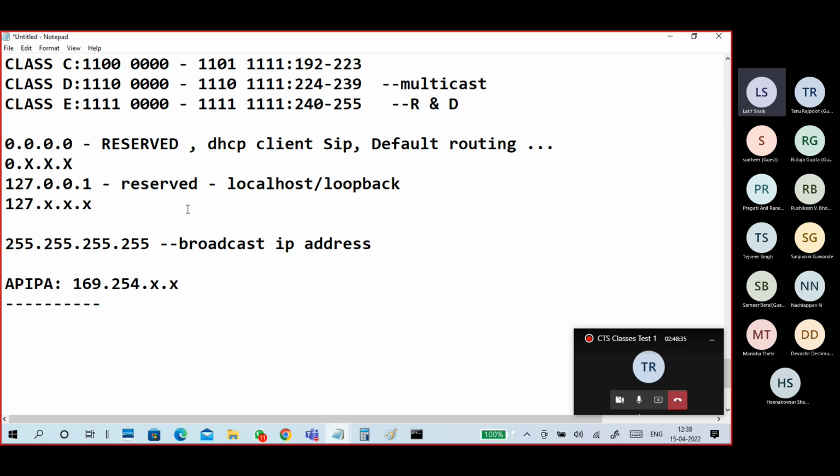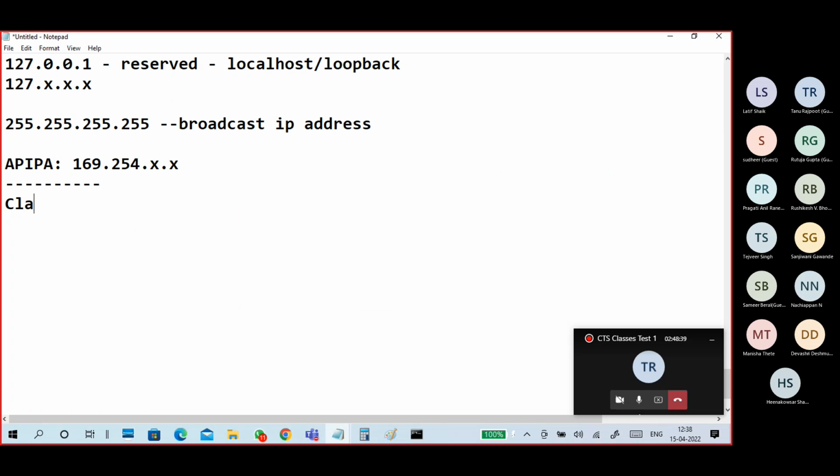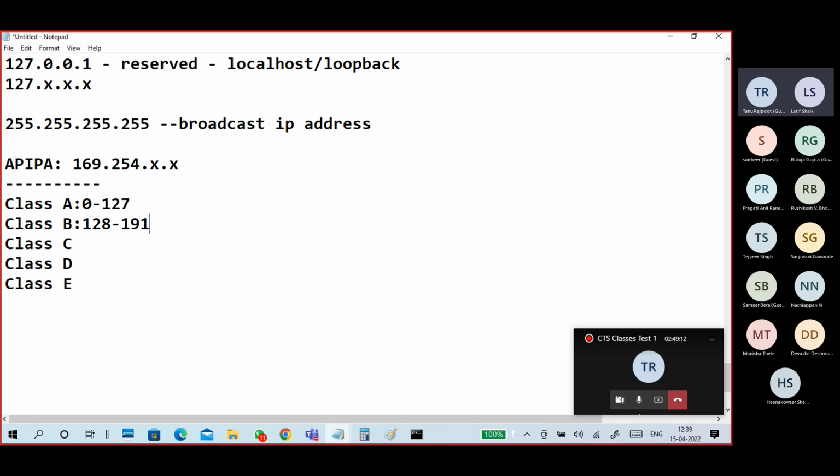Okay guys, these are the class ranges. Again, class A, class B, class C, class D. Anyone tell the class A range? 0 to 127, very good. Next, class B: 128 to 191, very good. Class C: 192 to 223, very good. Class D: 224 to 239, very good. Class E: 240 to 255, correct. So these are the class ranges.